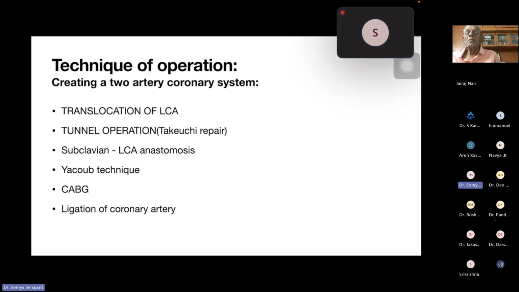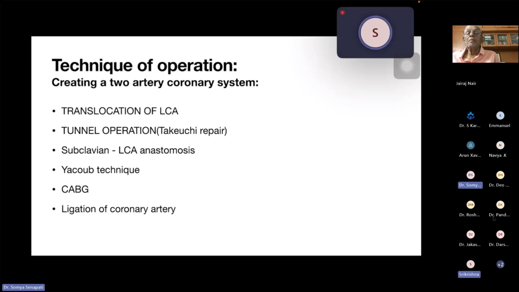So now we'll go for the technique of operation. The technique revolves around creating a 2-artery coronary system. It can be done by different methods. First is a translocation of the coronary artery, which is the most common technique preferred now.